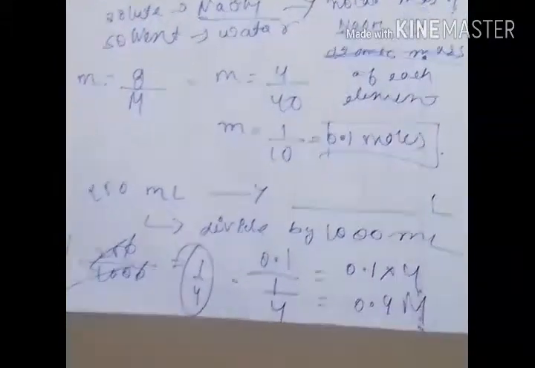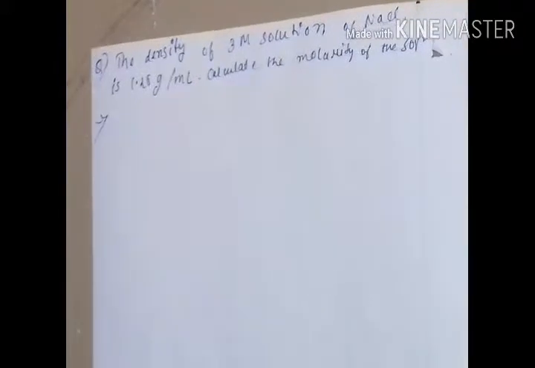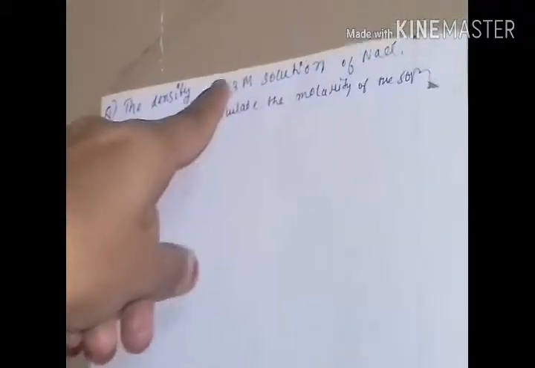0.4 moles of... 0.4 is our molarity of NaOH solution. So now we will solve another question for more clarification. So first thing, the density of 3, what is this M?